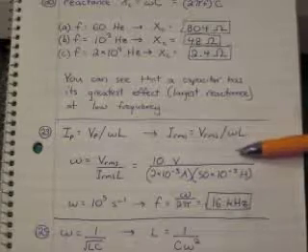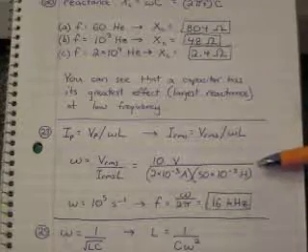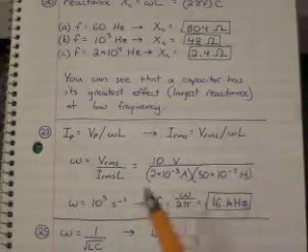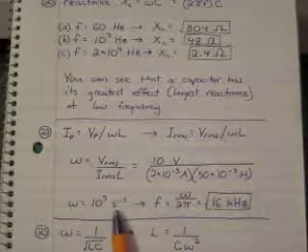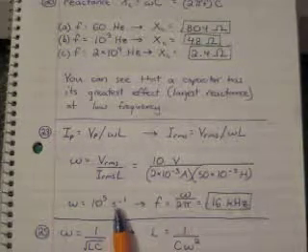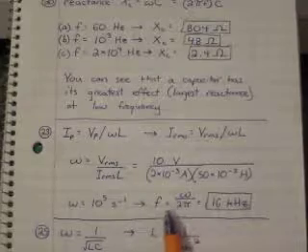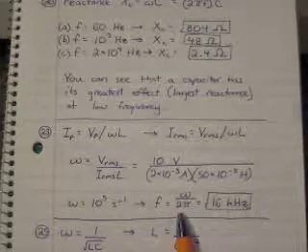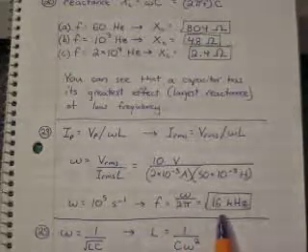Plug in those values, 10 volts over 2 milliamperes, 50 millihenries, and you get 10 to the 5th radians per second. We're going to solve for this in hertz, so divide it by 2 pi, and we'll get 16 kilohertz.